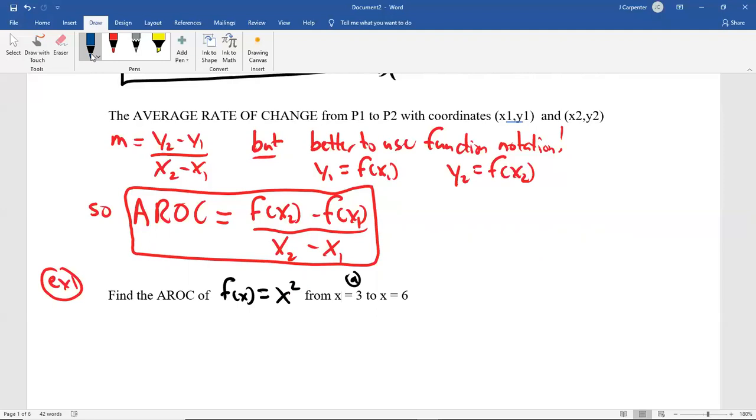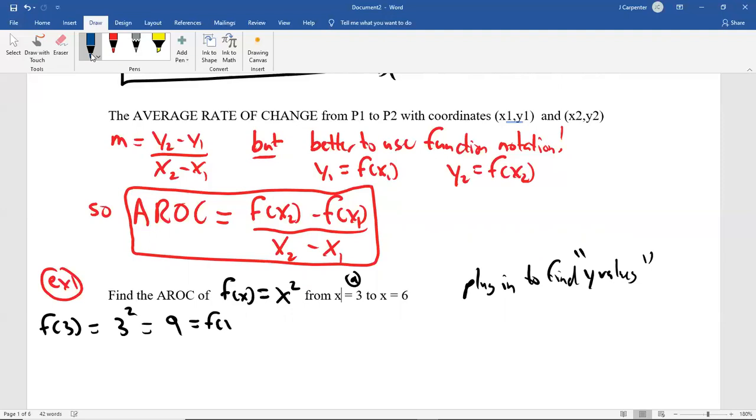Now you need completed points to do this. All I gave you was the x values, but you can find y values by plugging them in. So the first thing you have to do is plug in to find the y values. And I'm putting that in quotes because we're going to call them function values, f of x2 and f of x1. So f of 3, that would be 3 squared, which is 9. That is our y1 or f of x1. Because 3, we're going to call that the x1, 6, we'll call that the x2.